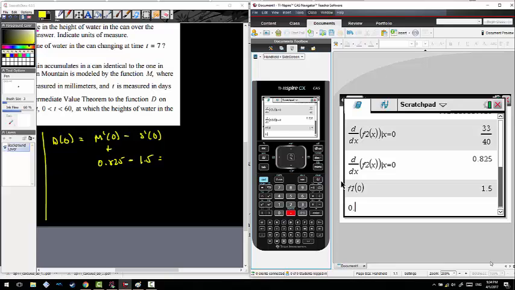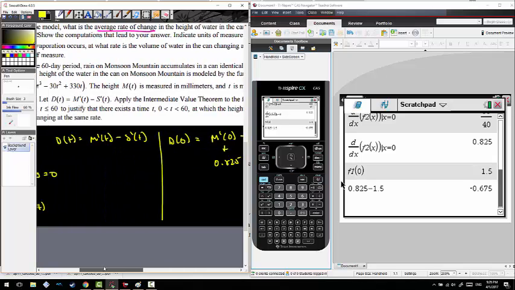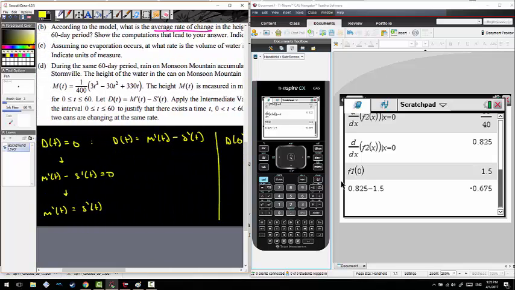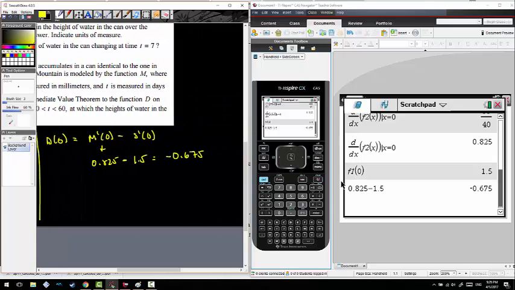So let's take these two numbers and subtract them. I think some of you probably already know where this is going. So that's negative 0.675. In other words, this number is below the x-axis. In other words, this number is less than 0. I think you guys kind of know where this is going, right? Because now I'm going to evaluate, well, what is D of 60? Well, that's M prime of 60 minus S prime of 60.